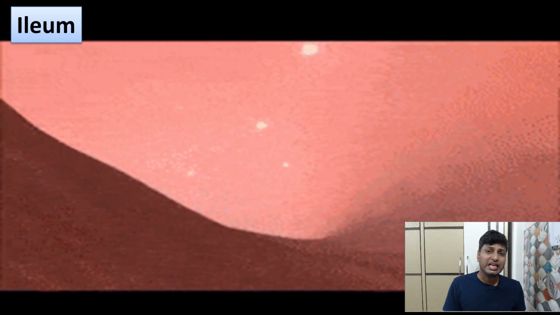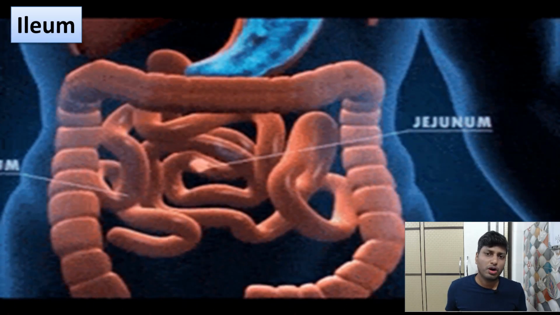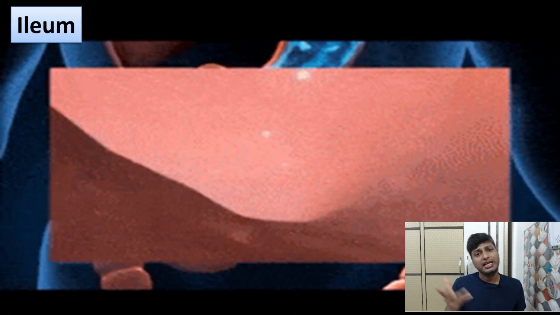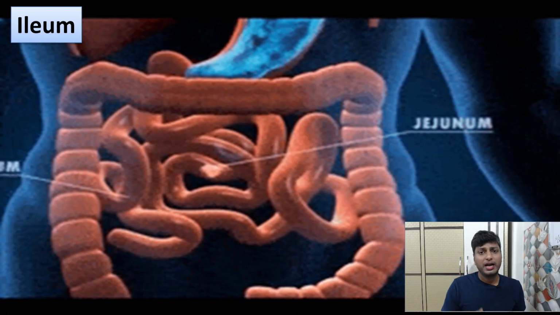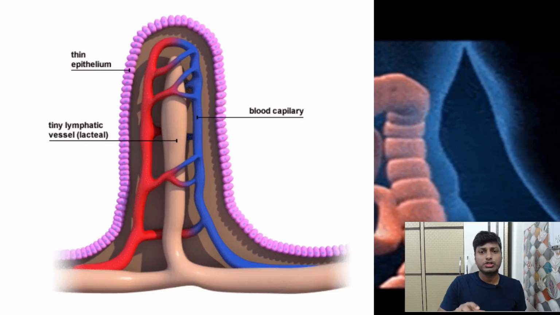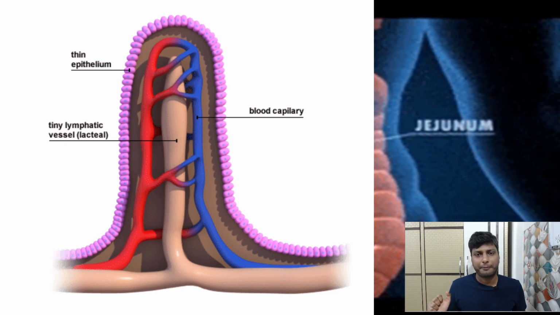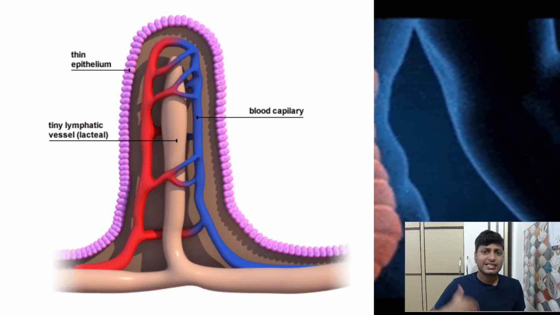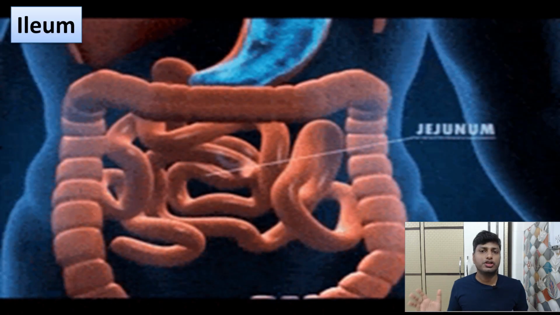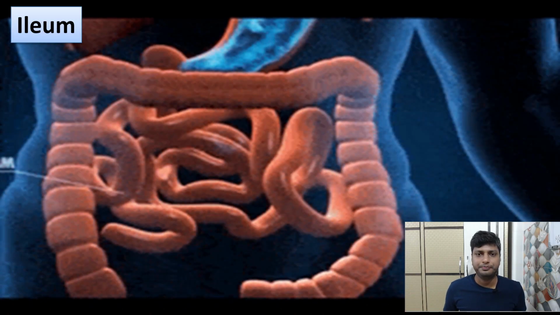So this chyle is going to get absorbed from the small intestine via these villi, because inside the villi there are blood vessels which are present, and via these blood vessels the food is going to get absorbed and assimilated. That means it is going to get transported to different tissues of our body.